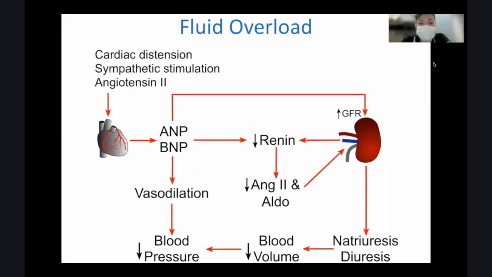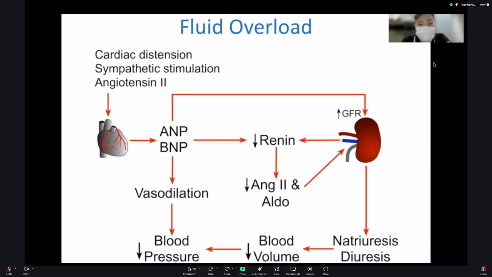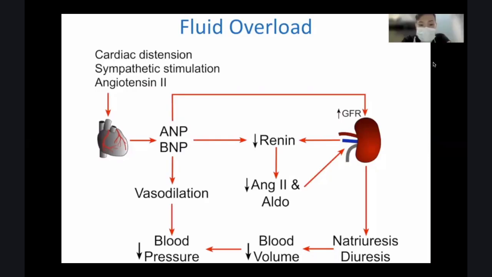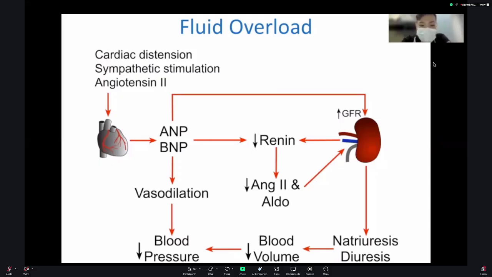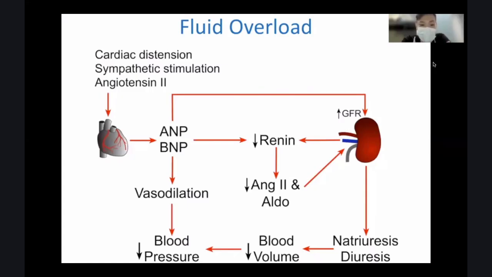There will be sympathetic stimulation or stimulation from angiotensin 2. Your ANP and your BNP would be activated. This will lead to vasodilation, opposite of the angiotensin 2, which is vasoconstriction. Then there will be a drop in blood pressure because the veins will be dilated. Blood will pool in your peripheral veins. Hence, you would have decreased blood pressure.